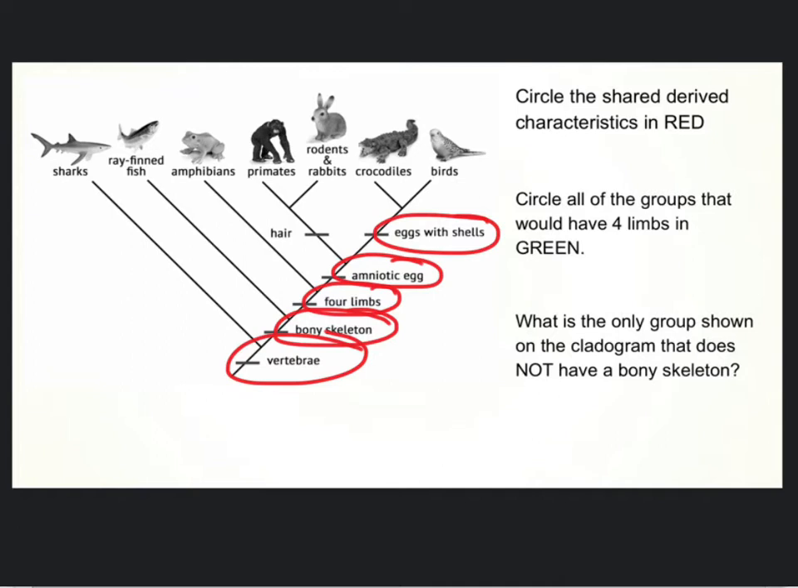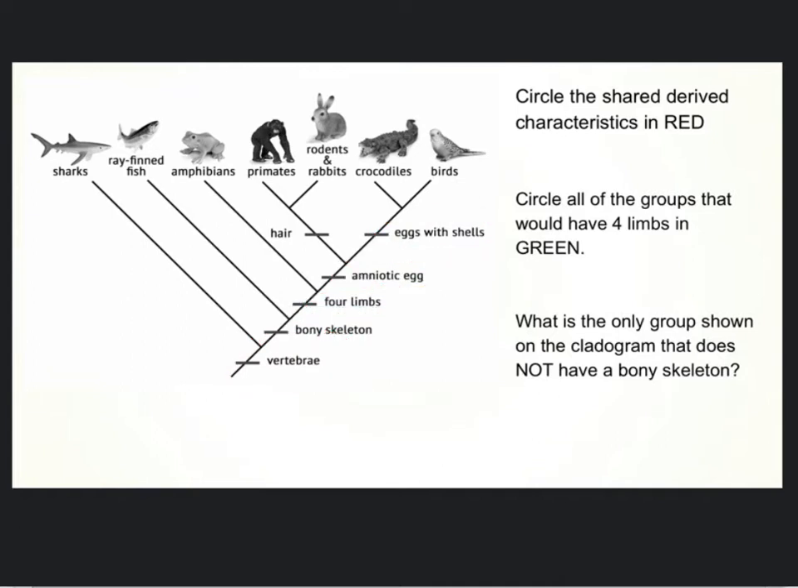So the way that cladograms work, just to refresh, and again, if you watched the video, this should be pretty simple for you: when we see a shared derived characteristic listed here, everything above the point where that shared derived characteristic shows up has that characteristic.